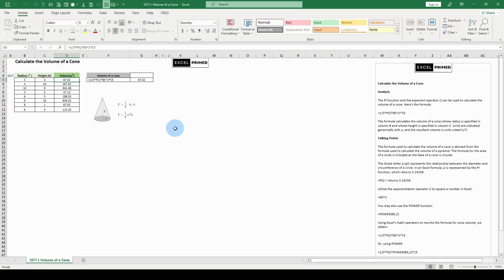Okay, we're going to use radius and height. One third pi times radius squared times the height. We're going to get 6702.